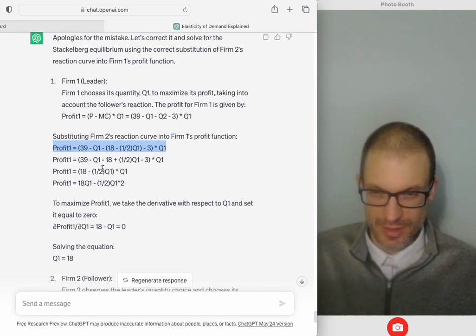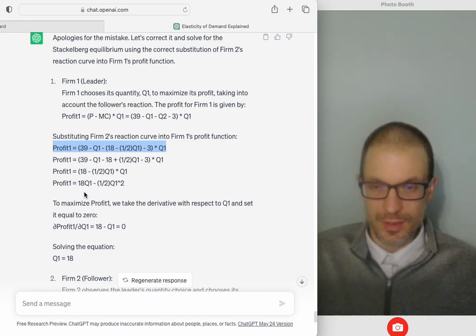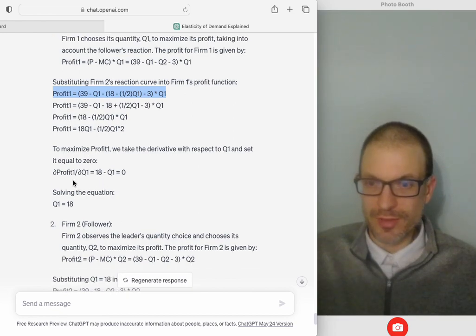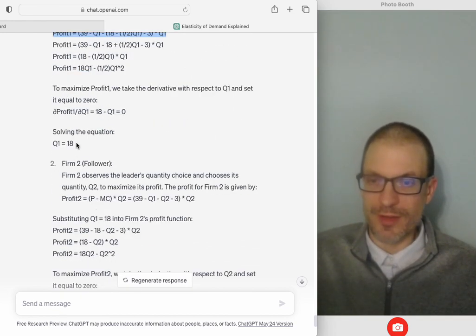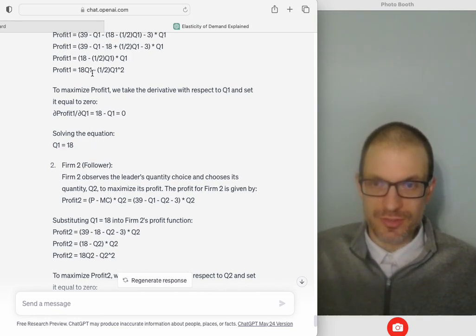And so clean this up. This is right. Yep, that's right. This is right. It's algebraically correct. And then it took the derivative and it found the leader's quantity, which matches the monopoly quantity that I said, A minus C divided by 2. So 39 minus 3 is 36 divided by 2 is 18.